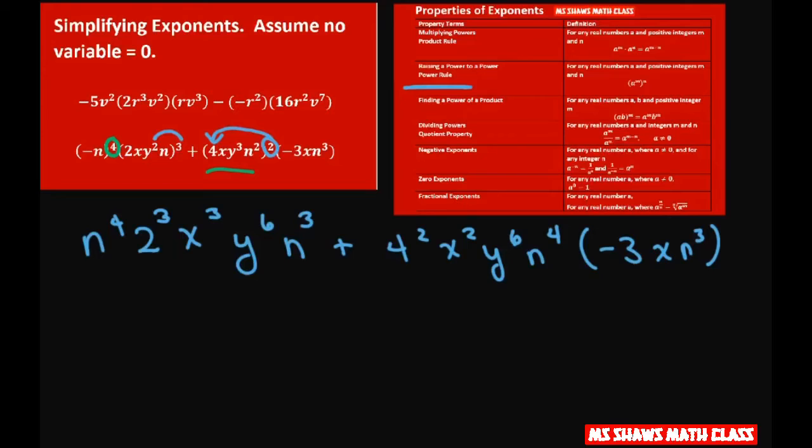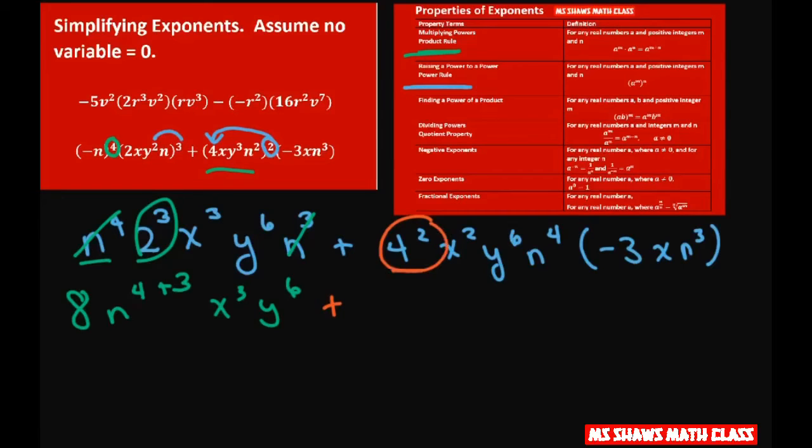So let's simplify this further. I have 2 cubed is 8. I like to put my constants in front. Then I have n to the 4th plus 3, because I have 2 of these n's, and this is using the product rule. Then I have x cubed, y to the 6th. Now for this other side, I have 4 squared, this is 16. Let's just write 16. And then I'm going to go ahead and multiply this by negative 3 a little later.